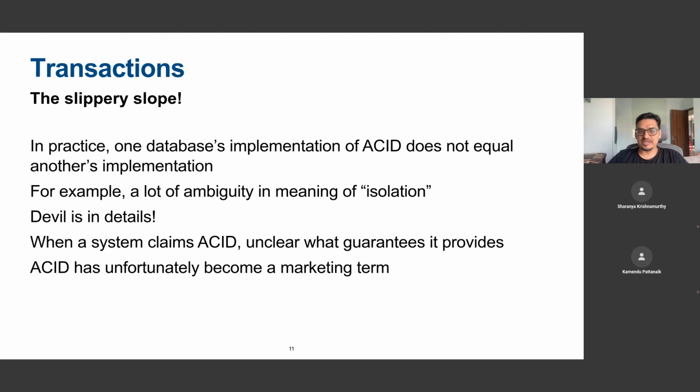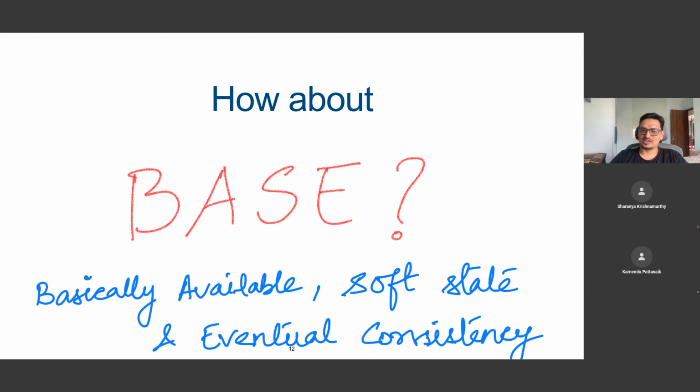When a system claims ACID today, it's not clear exactly what guarantees it provides, although those look very similar, right? And if you don't understand those, you could make subtle bugs in your applications. And ACID, to me, I think, has unfortunately become a marketing term. Everybody wants to say that we support ACID, but do they stay true to what it exactly means? With NoSQL, does that even update so much, so frequently to accommodate all these databases? Those are the questions that you should ask yourself, right?